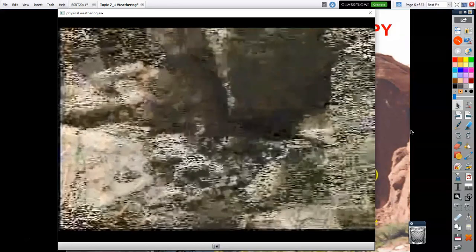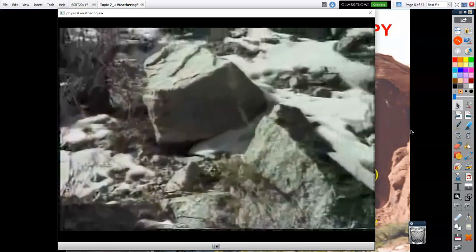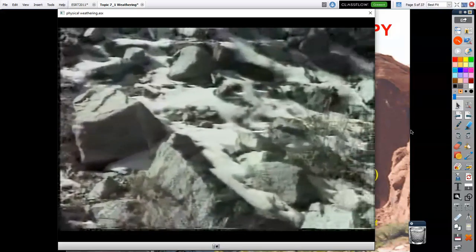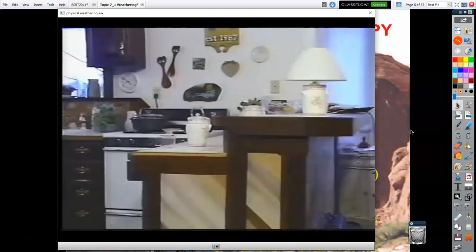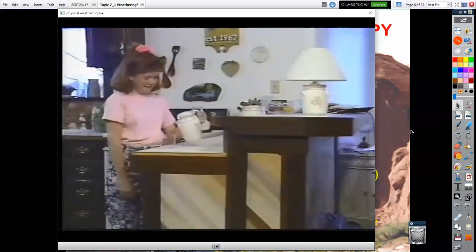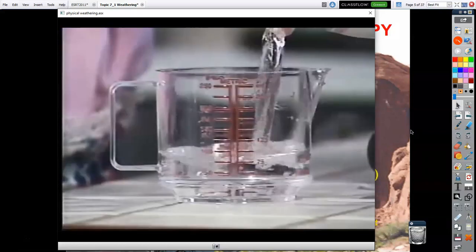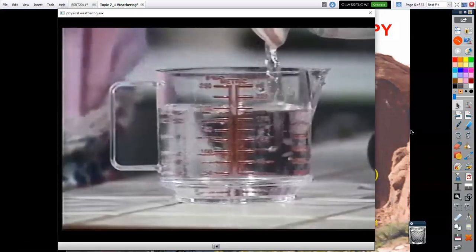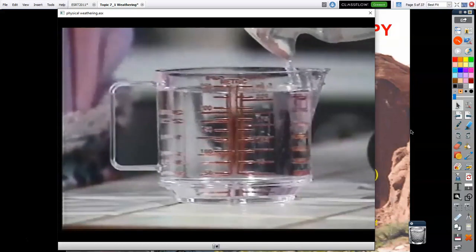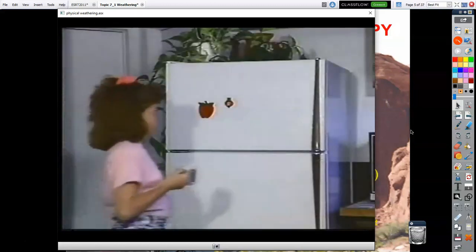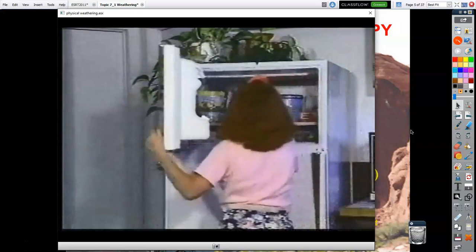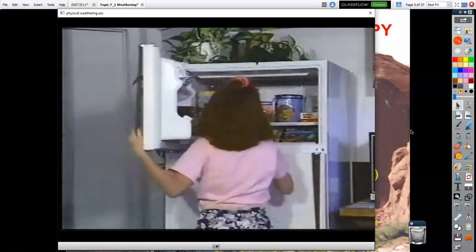Probably the most common cause of physical weathering is due to the constant freezing and thawing of water in and around the rocks themselves. Let's take a look at a simple experiment which shows how liquid water expands when it turns to solid ice. We fill this plastic measuring cup with water up to the top mark. We want to make sure that we use a plastic container and not a glass container. We'll now take our cup of water and place it in the freezer. Here it will sit undisturbed for several hours.